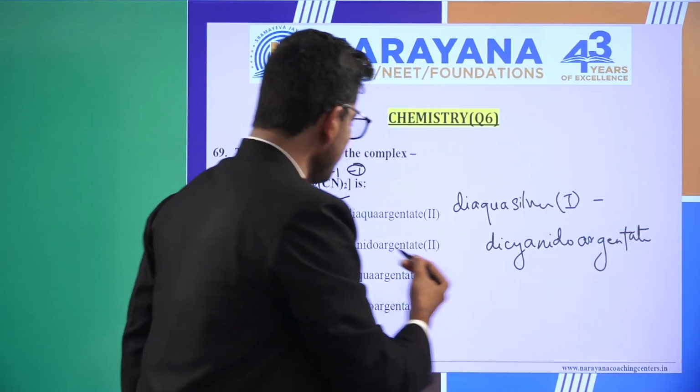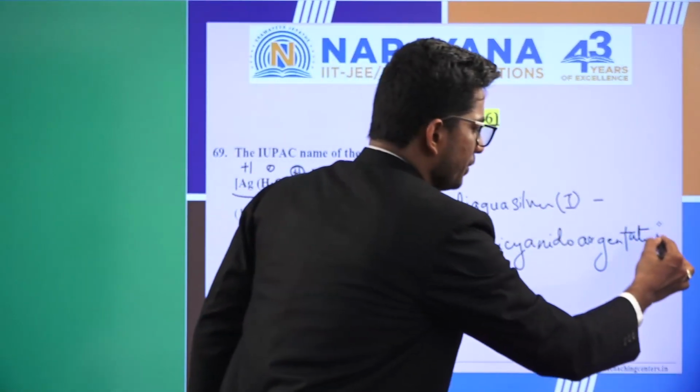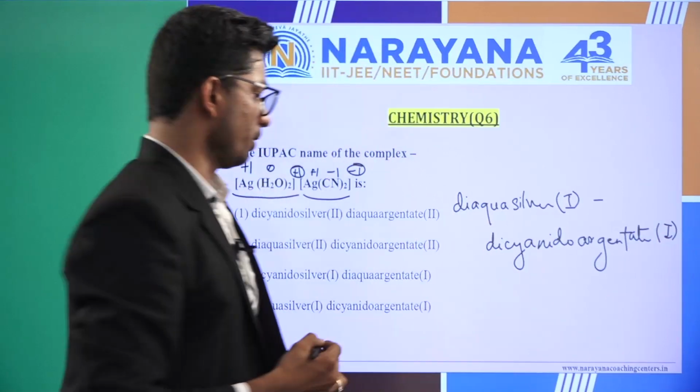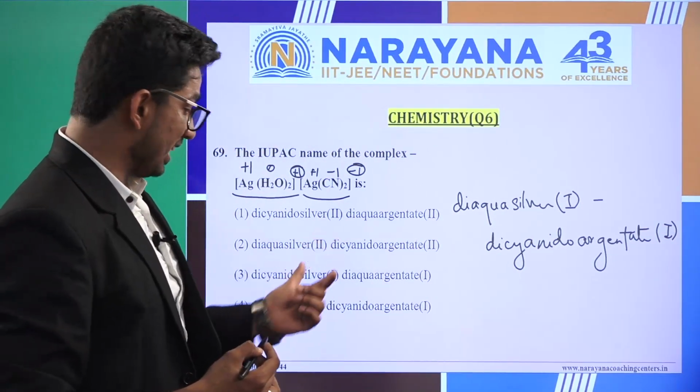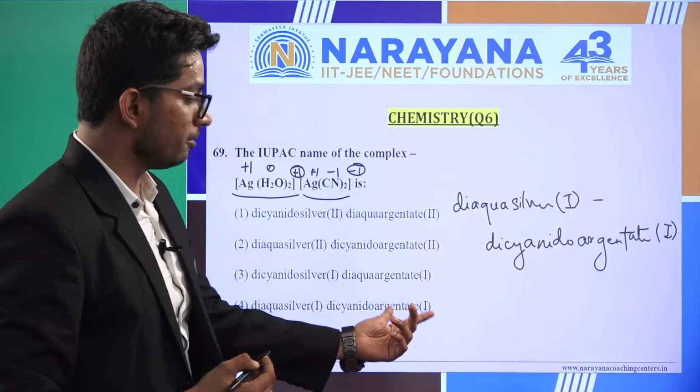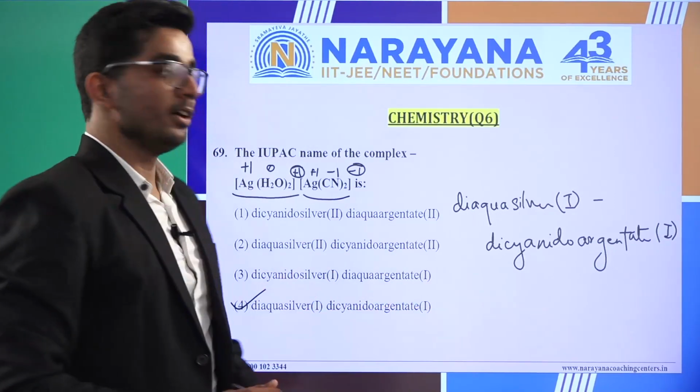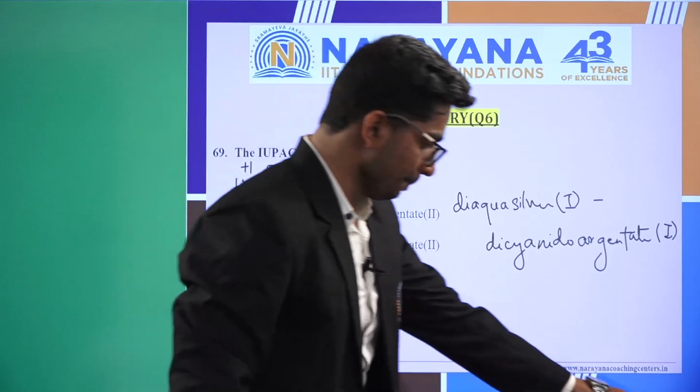And what is the charge again? The charge is 1, so again we'll be using the Roman numeral. So here we have diaquasilver(I) dicyanidoargentate(I). So the answer is option number 4. Let's move to the next one.